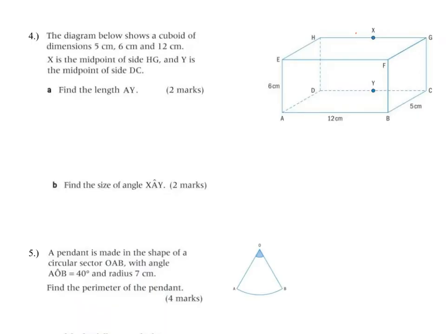In problem number 4, we're given a cuboid, which is another word for rectangular prism. Here are the dimensions of that cuboid, and we're also told that x is a midpoint, so let me put some tick marks, and y is a midpoint, okay? And part A asks us to find segment AY. So let's go ahead and draw a perpendicular from y to the opposite side, okay?